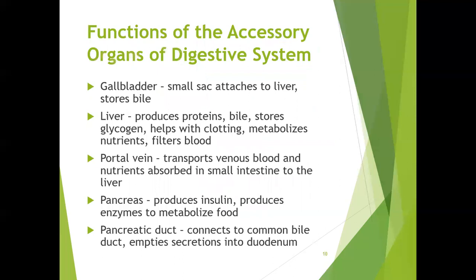Functions of the accessory organs of the digestive system. The gallbladder is a small sac that attaches to the liver and stores bile. The liver produces proteins, bile, stores glycogen, helps with clotting, metabolizes nutrients, and filters blood. The portal vein transports venous blood and nutrients absorbed in the small intestine to the liver. The pancreas produces your insulin and your glucagon, and it also produces enzymes to metabolize food. The pancreatic duct connects to that common bile duct and empties its secretions into the duodenum.